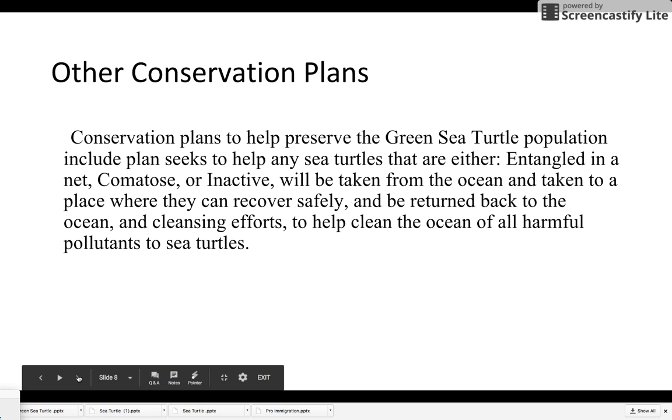Now, from component 3, in my research, I found that many conservation plans mostly focus on sea turtles that were already in the ocean, and they wanted to help sea turtles that were either entangled in a net, comatose, or inactive, and take them from the ocean and take them into a place where they can recover safely and eventually be returned back to the ocean. Cleansing efforts were also taken into consideration to help clean the ocean of all harmful pollutants, and make sure that the sea turtles don't eat anything that they're not supposed to eat.